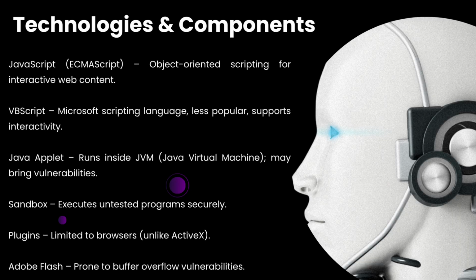So let's talk about the technologies that make websites interactive. First one is JavaScript. It is also called ECMAScript. It is what brings websites to life: animations, buttons, pop-ups, all that magic. Okay? VBScript is Microsoft's own scripting language, kind of like JavaScript, but not widely used anymore.